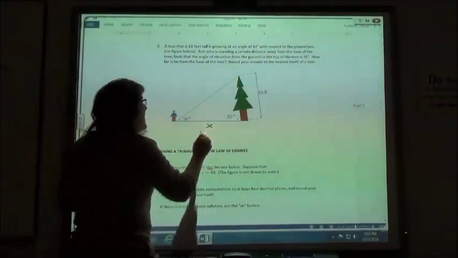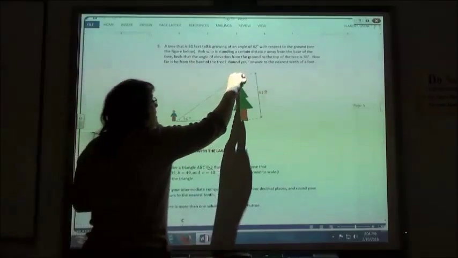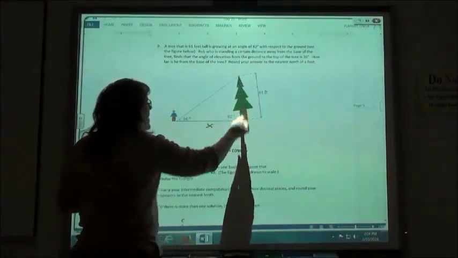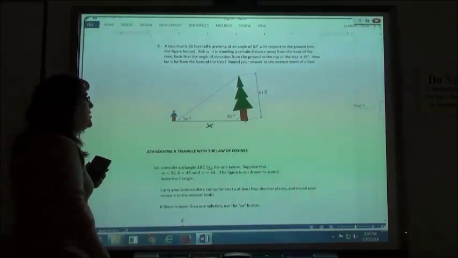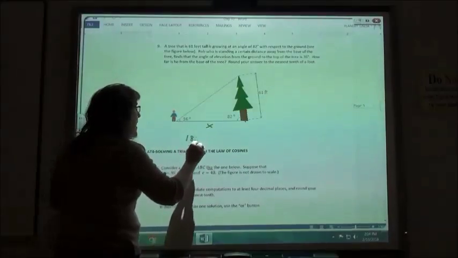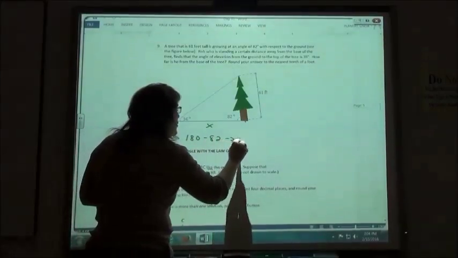So we want to find this side right here. Although they didn't draw the line right here, here's my line for my triangle. There's my 61 feet. And so again, I need to know this angle up here on the top. So 180 minus 82 minus 36.